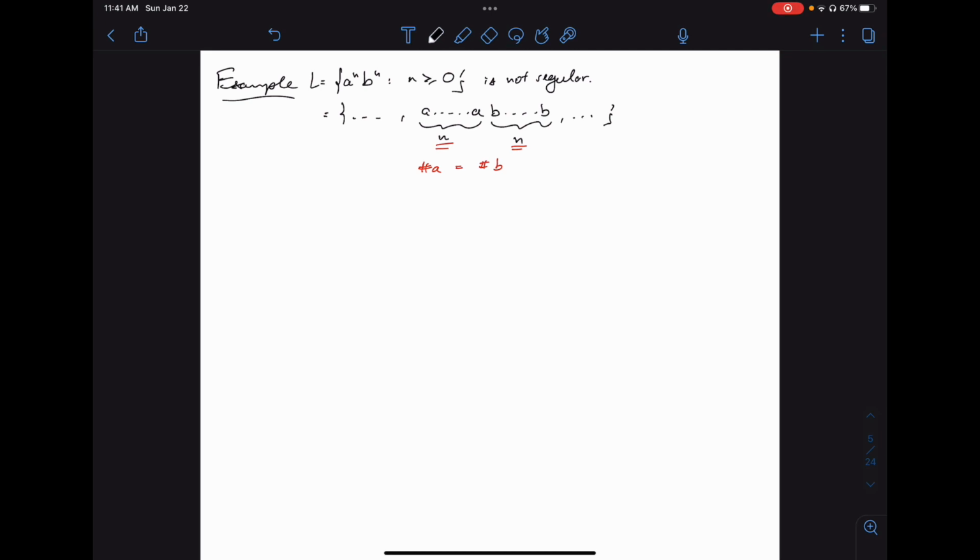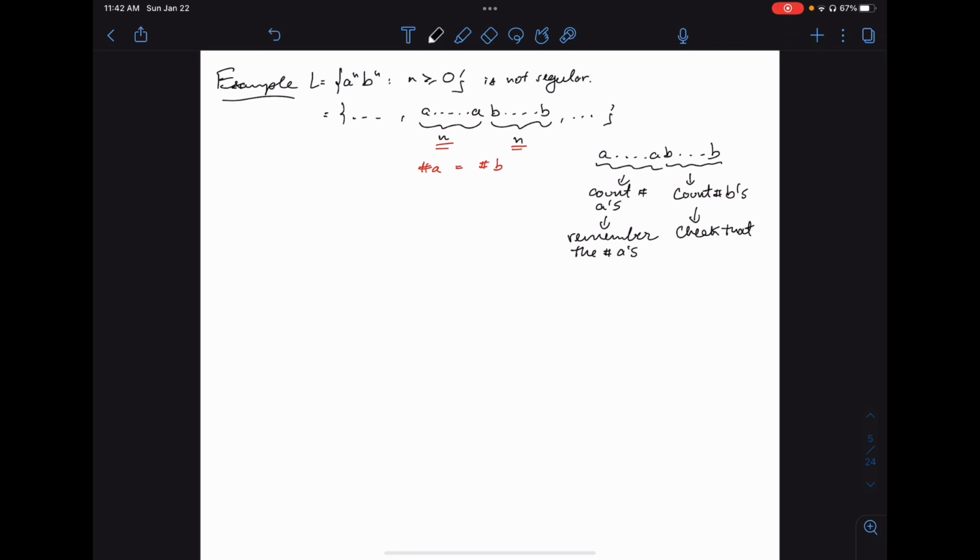Well, what you could do, at least this is what I would do as a human, is read the string and count the number of A's that I see. Then I would remember the number of A's, store that in some place in my brain, or jot it down on a piece of paper. And then start reading B's, count the number of B's, and then check that this count is equal to the number of A's.